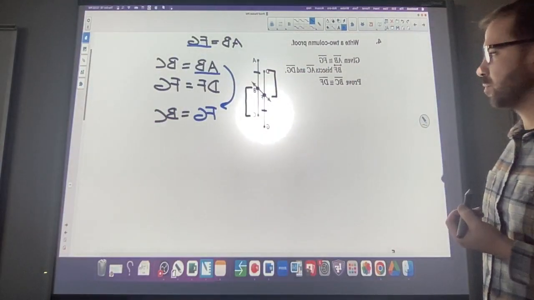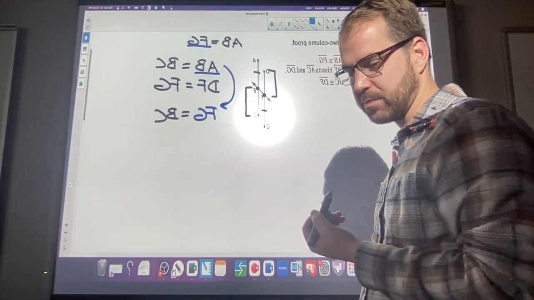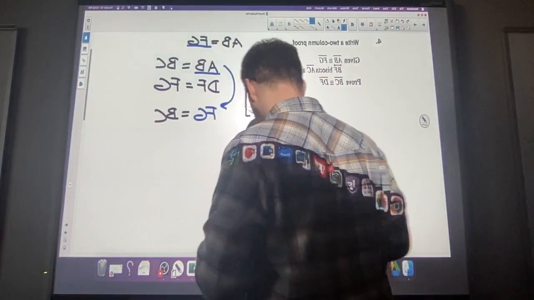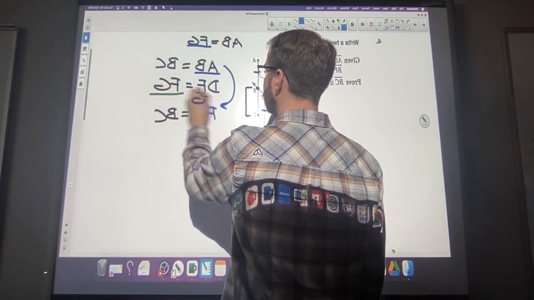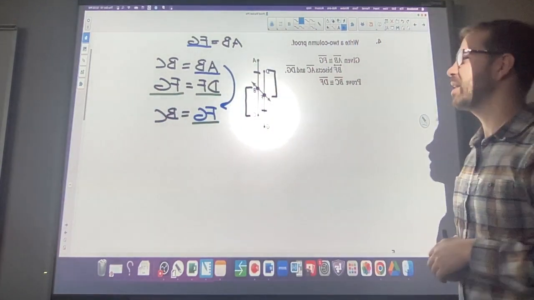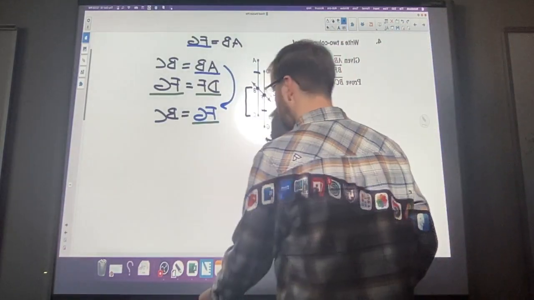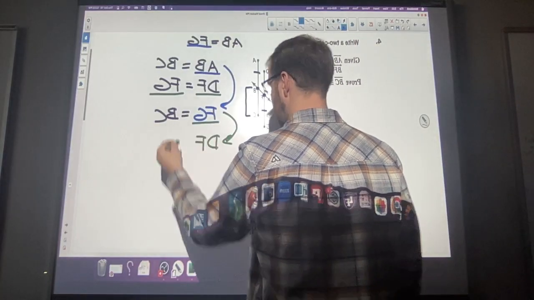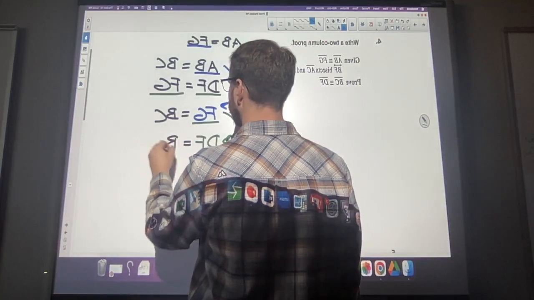Good. And then from there, what we want to do is replace FG again. So now we know that FG is also the same as DF. So now we're going to change it again. We're going to do 2 substitutions in a row, and that's because we have 3 equations here, so we have to take a couple of steps to get there. So now we're going to rewrite this again, and this time, this is going to be DF. So now we have DF equals BC.